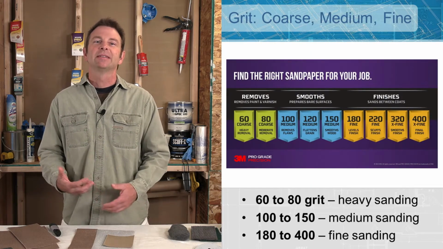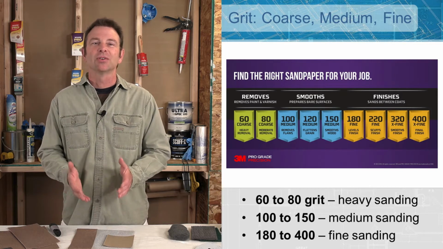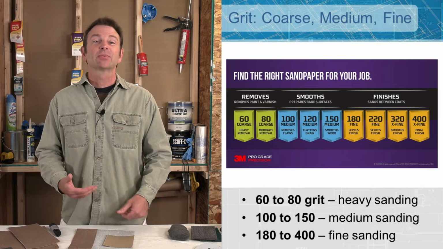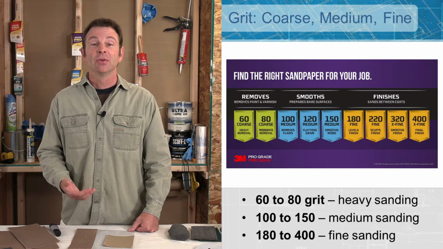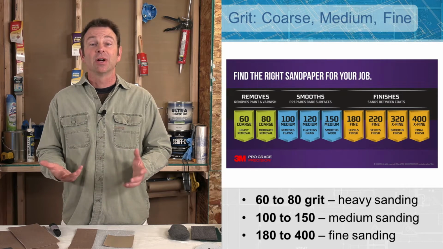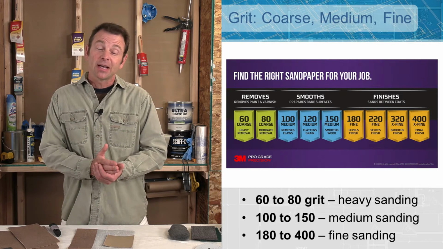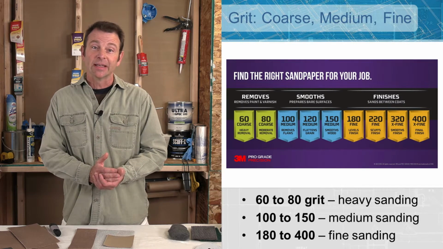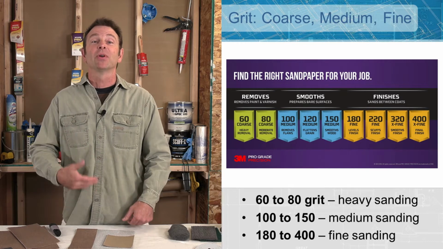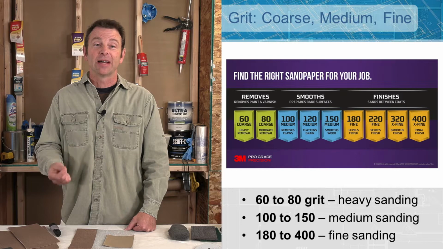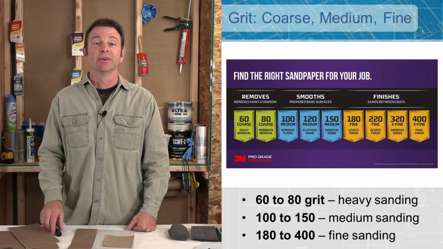We can put these sandpapers in categories or ranges, and you're looking at 60 to 80 being a coarse grit. This would be for heavy material removal. A medium range is going to be anywhere from say 100 to 150. Beyond 150, you're getting into fine sanding, and this is going to be light material removal, smoothing out things. And as I mentioned before, the numbers can get really high, and with the higher numbers comes the finer grit and the less material removed.